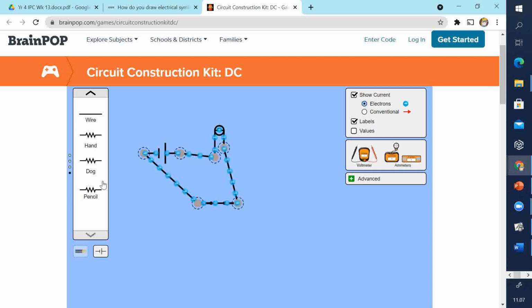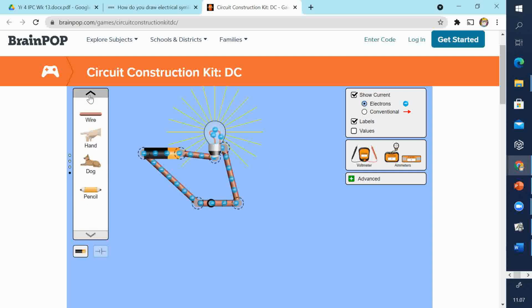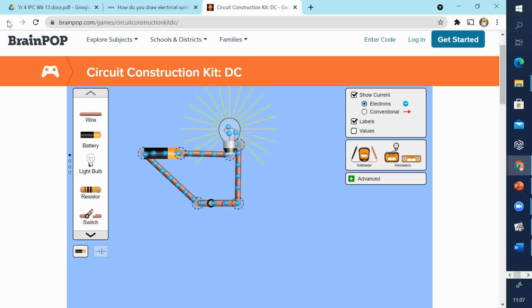Yeah, okay. They've even got a dog. Okay, right. We'll try that later. How do I delete this? I don't know. Maybe if I go back, I'll do this.